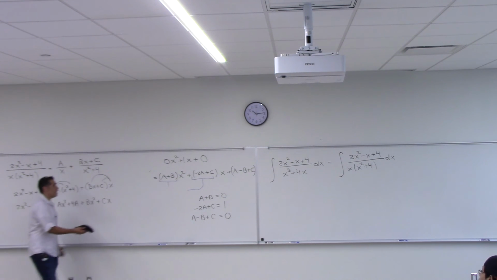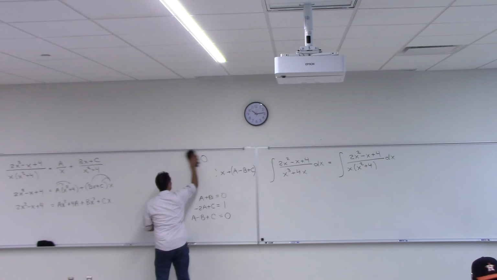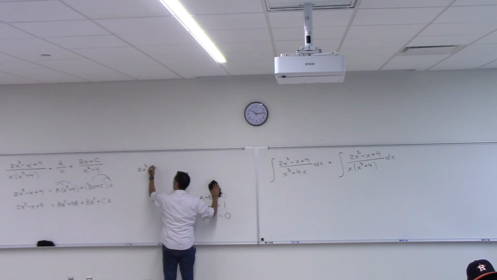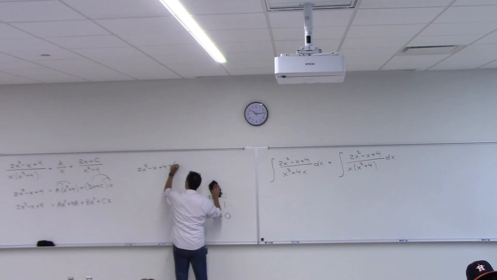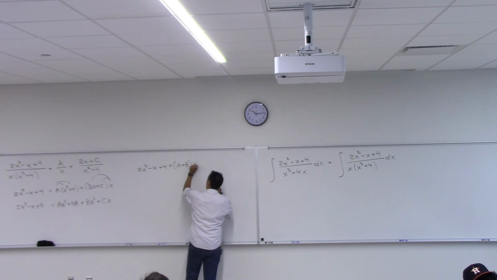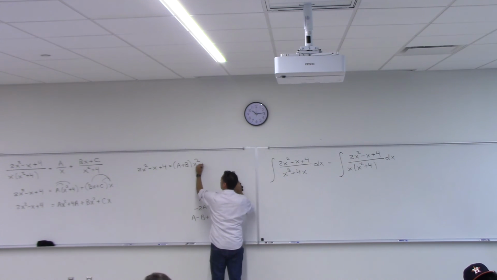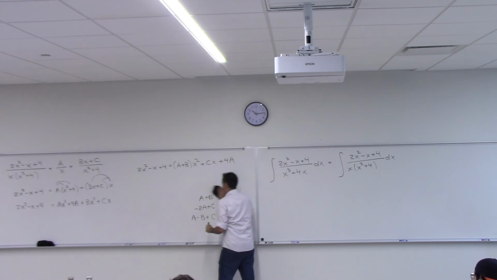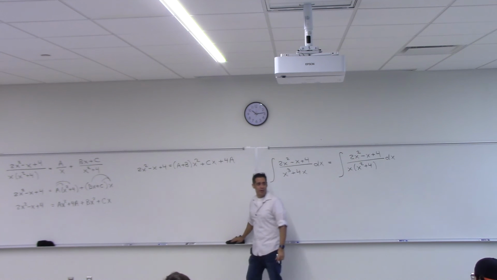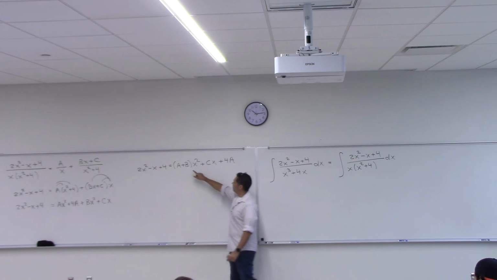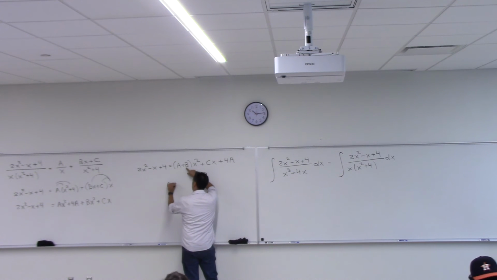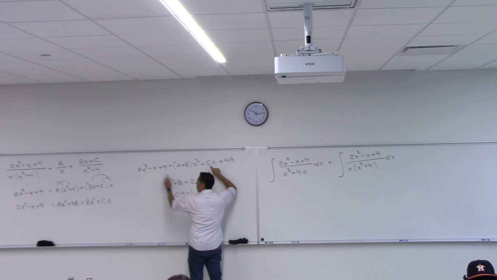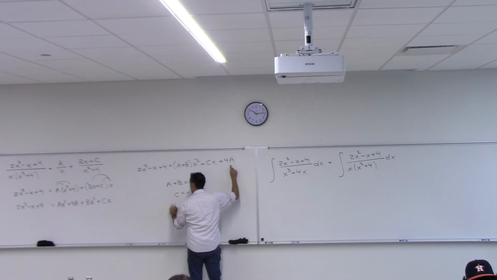I'm going to collect my x squared terms together. A plus B is equal to 2, and then x squared, and then plus Cx, and then plus 4A. This system's actually going to be pretty straightforward. A plus B has to be 2. C has to be -1, to match that. And 4A has to be 4.